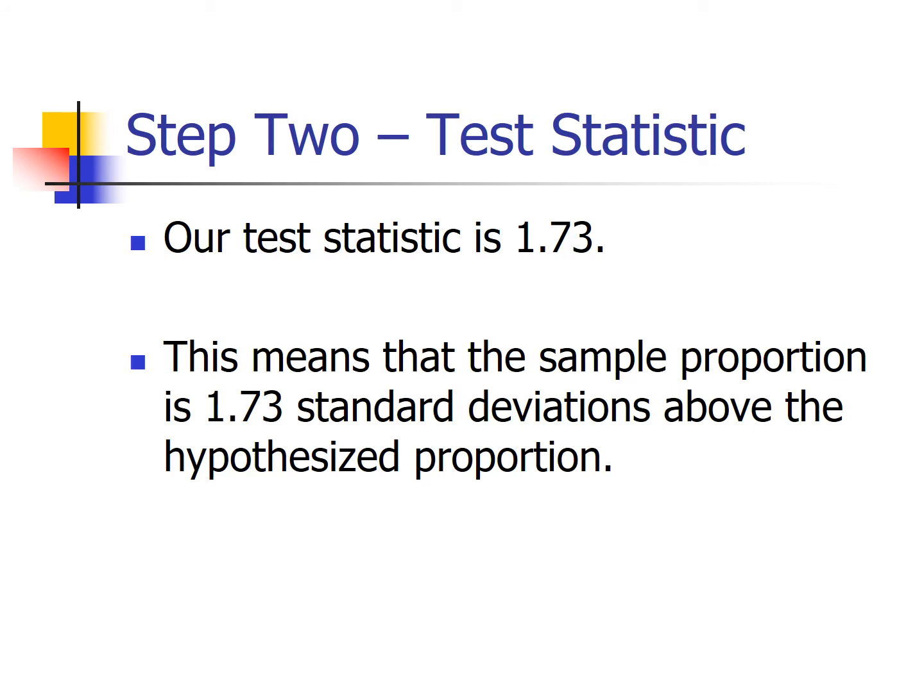And so here they are, step 2. Step 2 is construct our test statistic. As we saw, our calculator told us that that's 1.73. That means that the sample proportion still has the same interpretation. The sample proportion is 1.73 standard deviations above the hypothesized proportion.